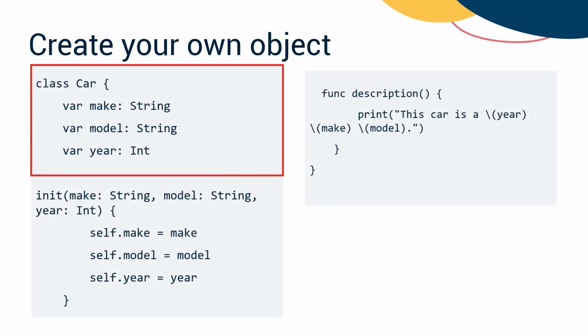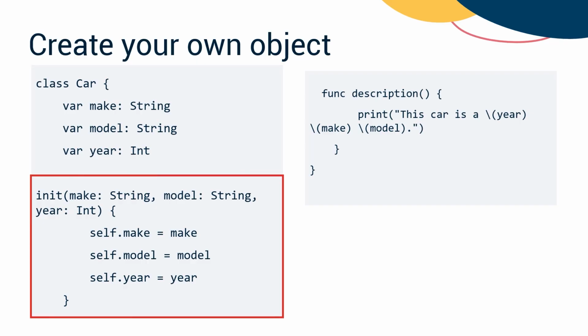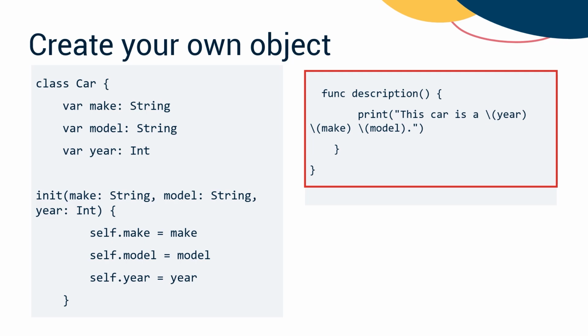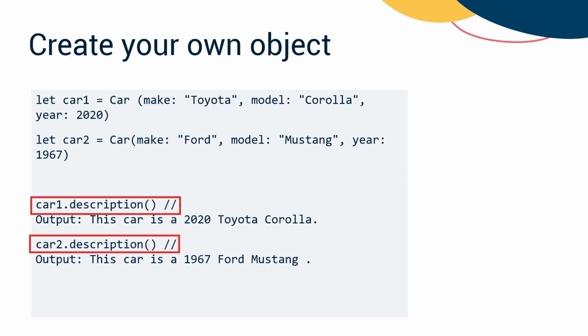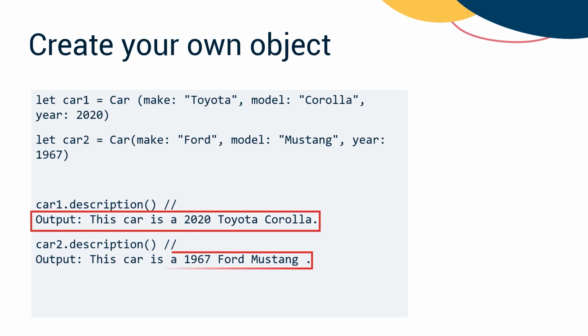You are required to define a Car class with the following properties: make, which is a string, model, which is also a string, and year, which is an integer. Now add an initializer to the Car class that sets these properties. Finally, add a method description that prints out the car's details. Now, create two Car objects with different makes, models, and years. The given example demonstrates calling the method description on two objects, car1 and car2. The description method returns a string describing the car's attributes, such as make, model, and year.